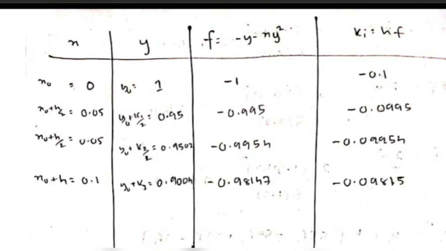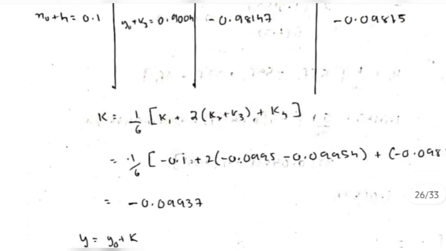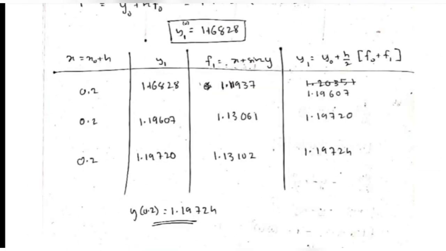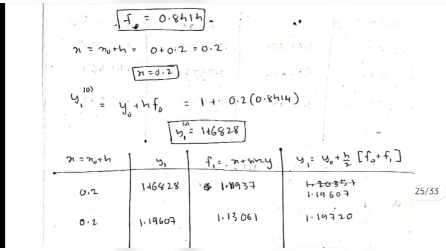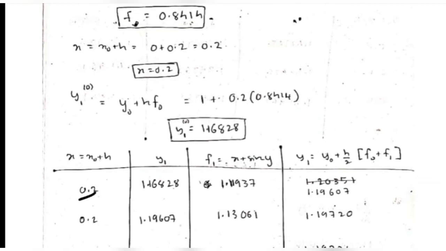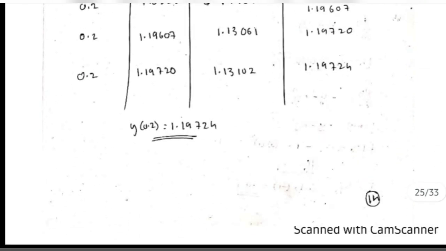Now repeating this same step again, in the next step what we will do is consider x naught as 0.2 and y naught as this. When we consider x naught as 0.2, then 0.2 plus h, that is x naught plus h, right? So we'll be getting 0.4. So the difference here is we'll be writing 0.4 here instead of 0.2, and y naught is this value.